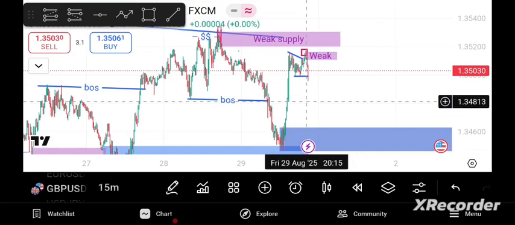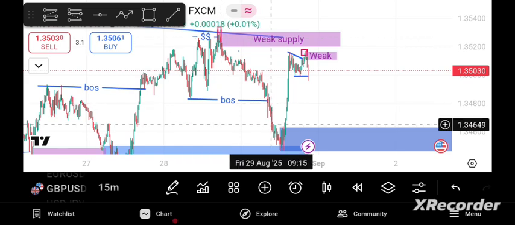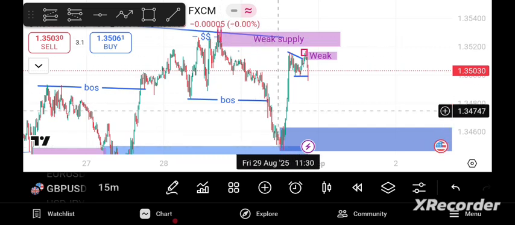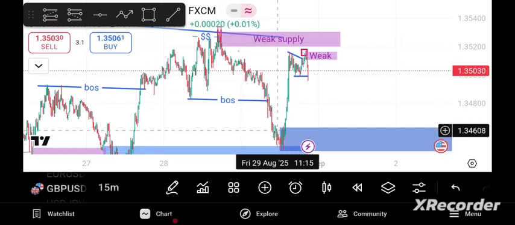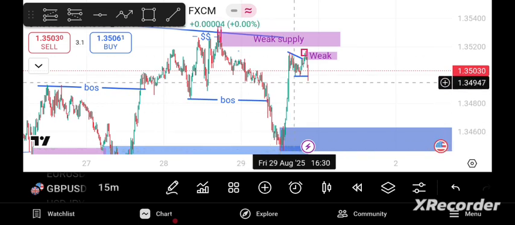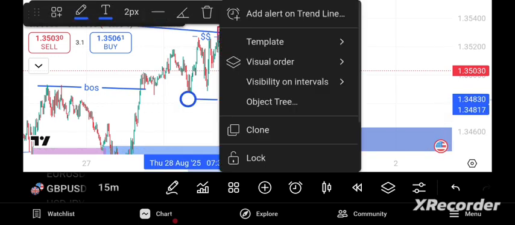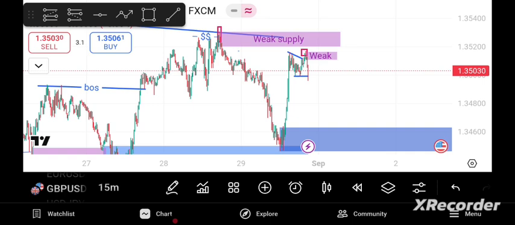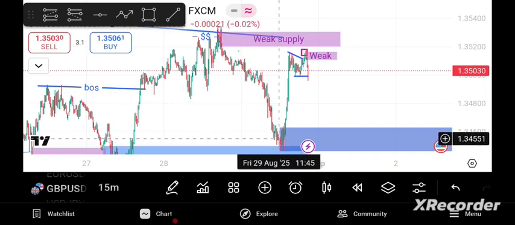So this inducement was simply to come down to mitigate this demand zone. It didn't lead to a full break of structure. It just came down into this demand zone right here, and we started seeing another bullish push to the upside. So let me actually take this out as a break of structure, because we have mitigated this demand zone.